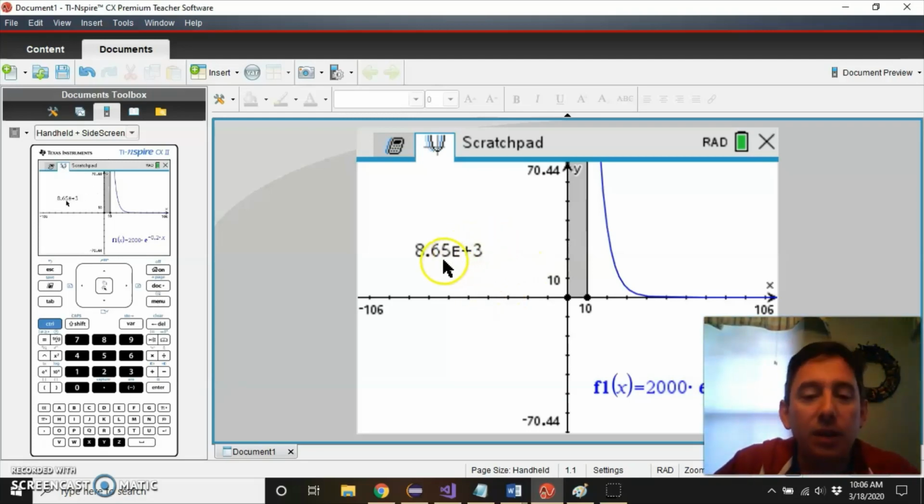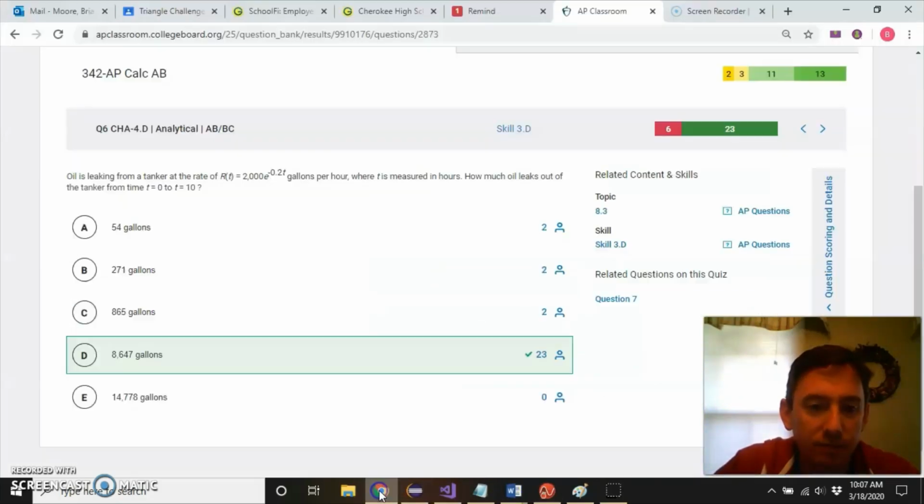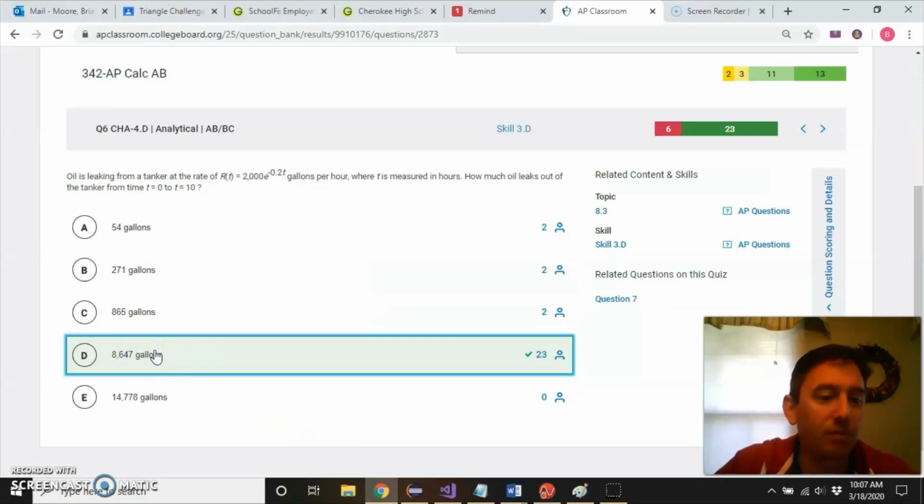8.65 e plus 3. That just means times 10 to the third. So 8,650. There you go. Good enough for government work right there. 8647. All right, what was the next one? Number 12.